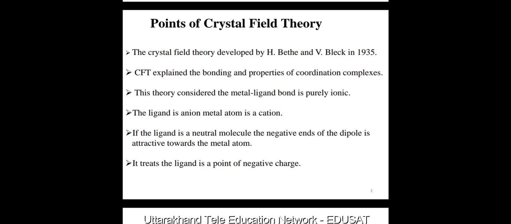Knowing the arrangement of ligands around the central metal ion, and assuming the bond between metal ion and ligand to be purely electrostatic, we consider the metal ion and ligand as point charges Q1 and Q2 separated by the distance r. The metal-ligand bond energy can be calculated by the formula: binding energy equals minus Q1 Q2 upon r.